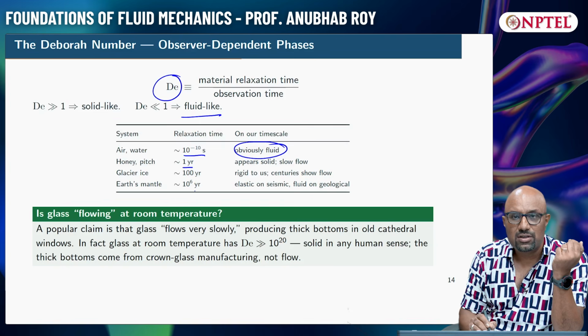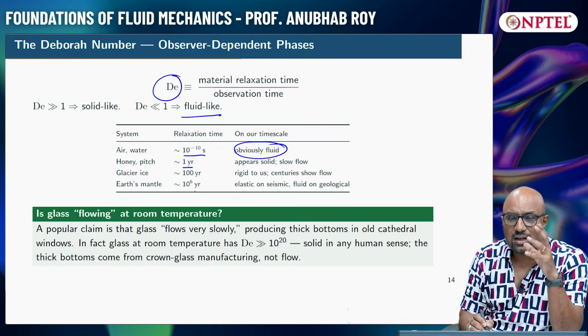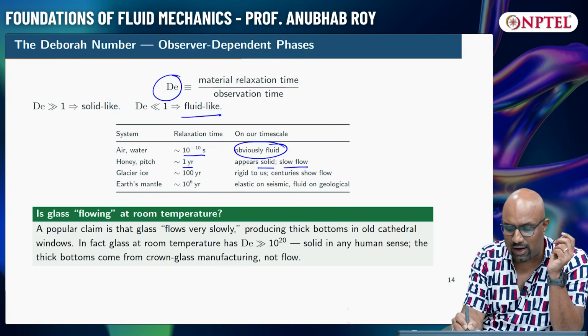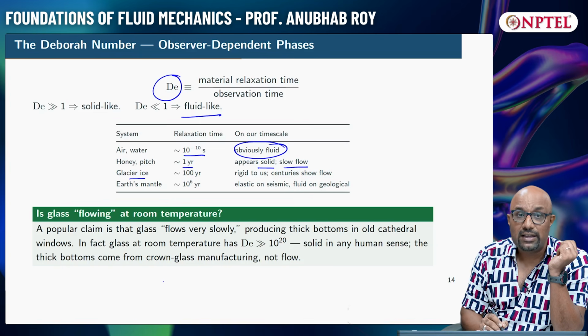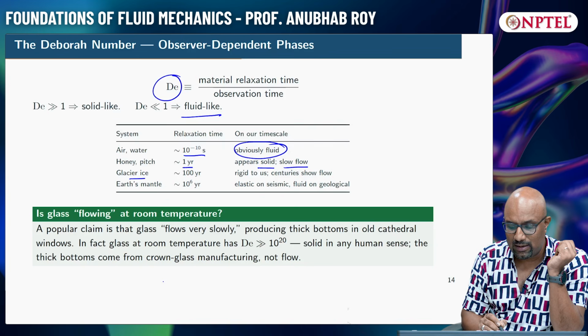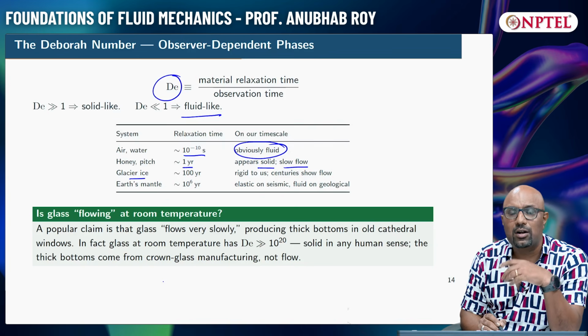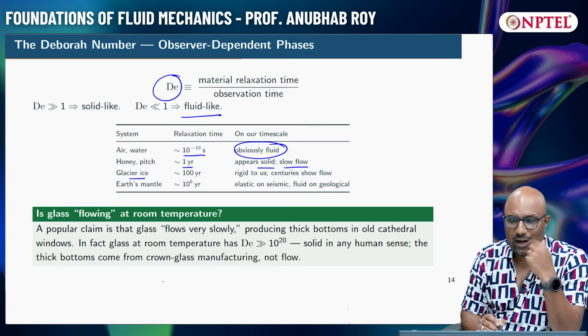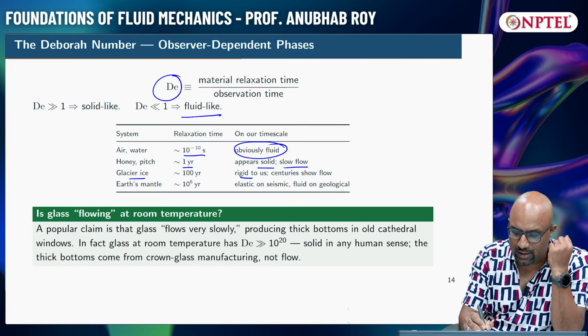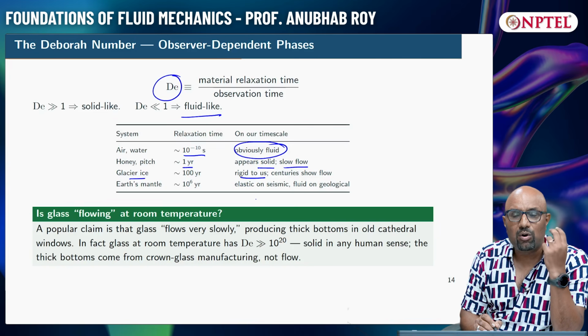The example of pitch that we saw earlier, or even honey, can have a relaxation time scale that is quite large, in which case on shorter time scales they can appear like a solid but they can have a slow flow. Glaciers have a very large relaxation time scale. So if you just happen to visit a glacier and you look at it, you would say that this is a solid. I don't see anything happening in the glacier for the full day that I was spending or camping there. So they appear rigid to us. But if you observe them over years, you are going to see flows.